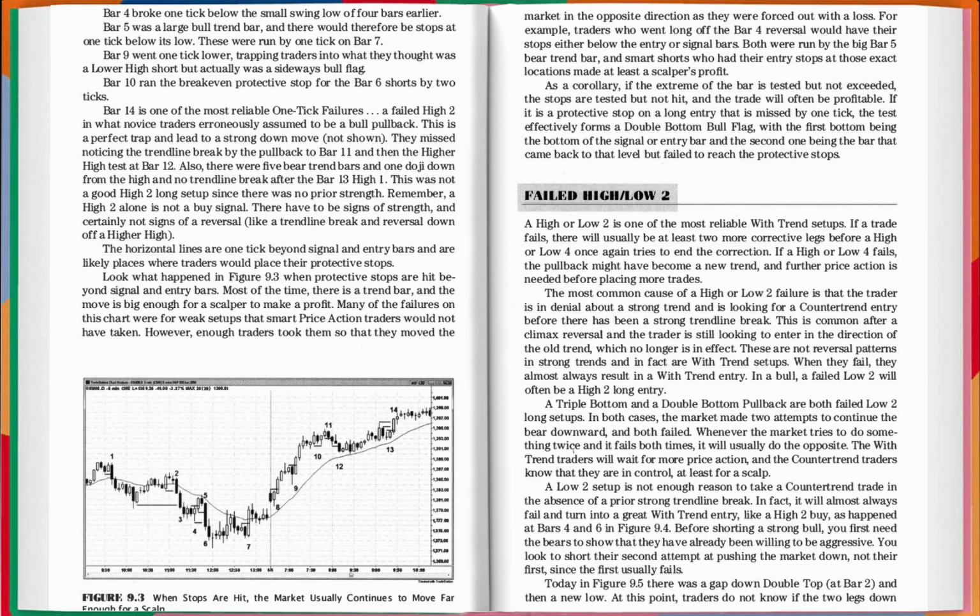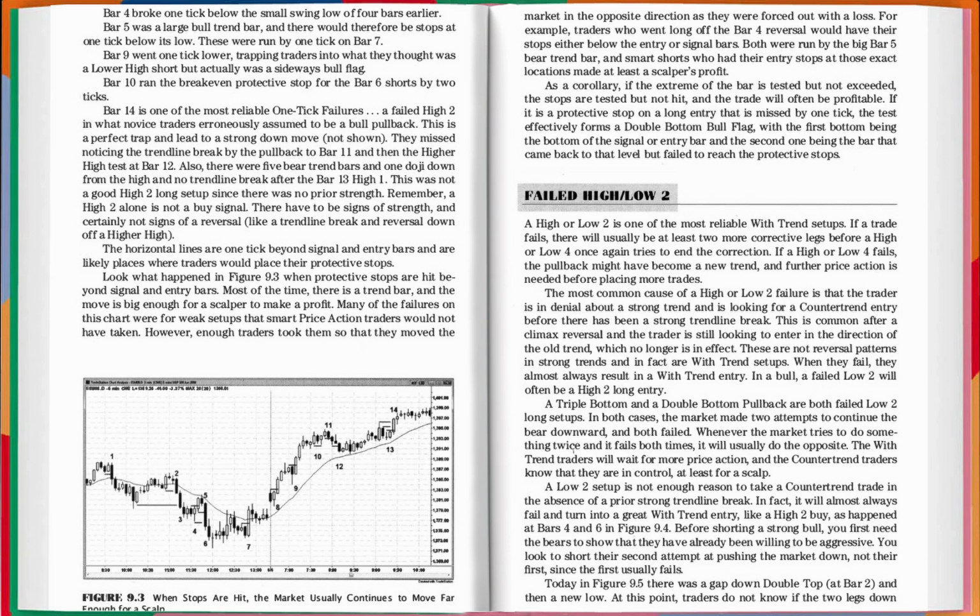Failed high/low 2. A high or low 2 is one of the most reliable with-trend setups. If a trade fails, there will usually be at least 2 more corrective legs before a high or low 4 once again tries to end the correction. If a high or low 4 fails, the pullback might have become a new trend, and further price action is needed before placing more trades.